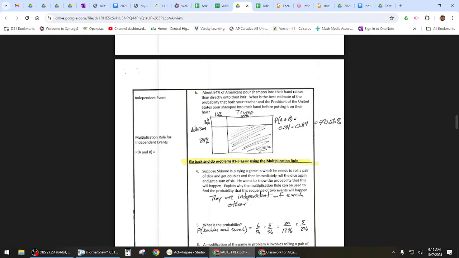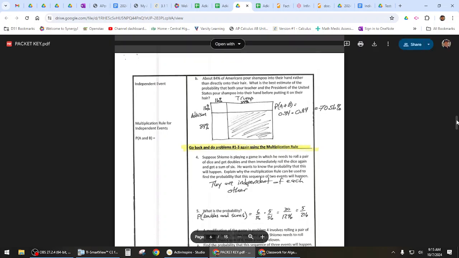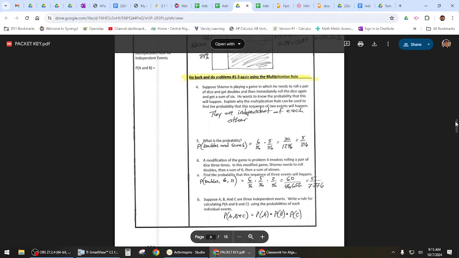70.56% on that one. Any questions on that one? Okay, next one. Is rolling dice independent? Is that a fairly independent practice? Yeah, it is. Okay, the probability you should have got 5 out of 216, or before you reduce, 30 out of 1296. Did you guys get that? Okay. All right, next one.